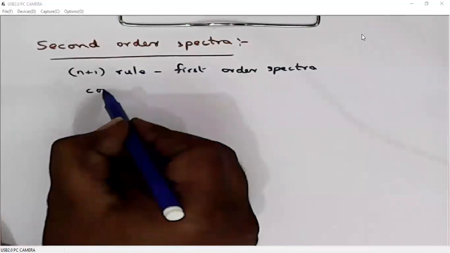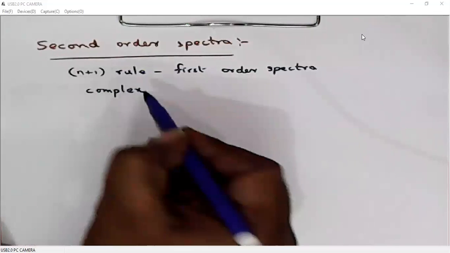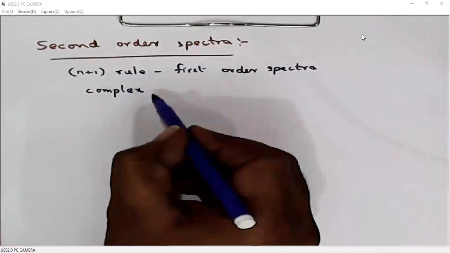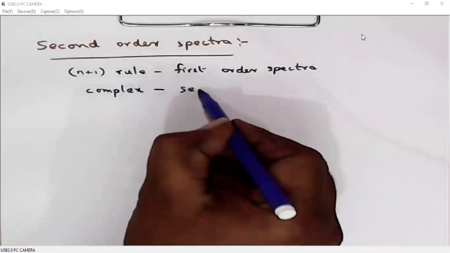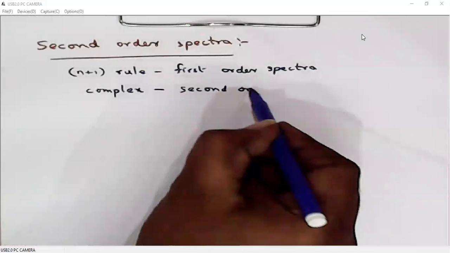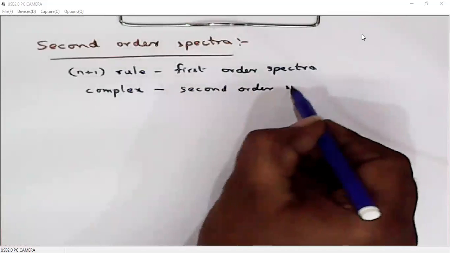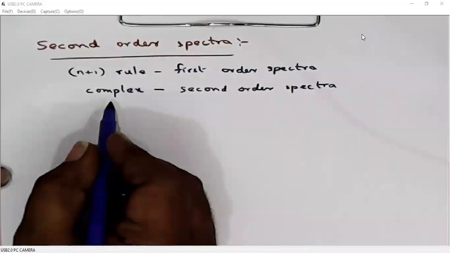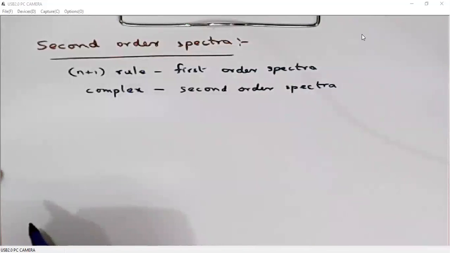But if we cannot do that because of complex multiplets, if the spectra is giving complex multiplets, then it is a second order spectra. The complex multiplets need theoretical mathematical calculations to interpret. Of course, we are not going to do that, but in fact, they need theoretical mathematical calculations. Right. How do we say whether it is a first order spectra or second order spectra?